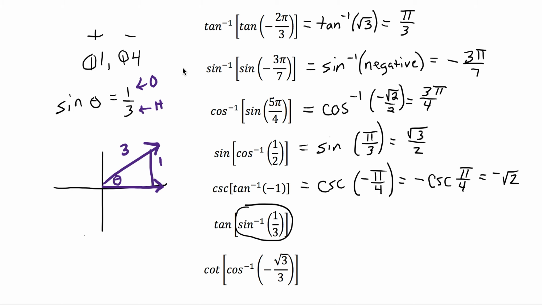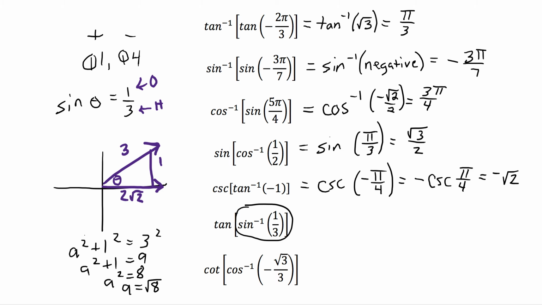I'm going to do Pythagorean theorem to find that missing side. So a squared plus 1 squared equals 3 squared. A squared plus 1 equals 9. A squared is equal to 8. Taking the square root of both sides, we get A is equal to the square root of 8, which is going to simplify to 2 times the square root of 2.